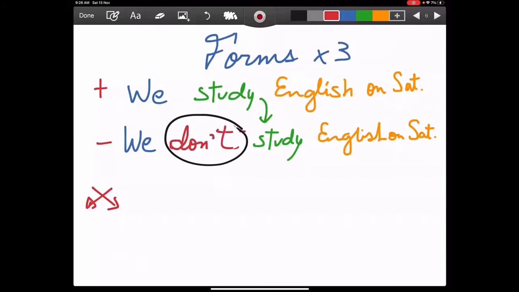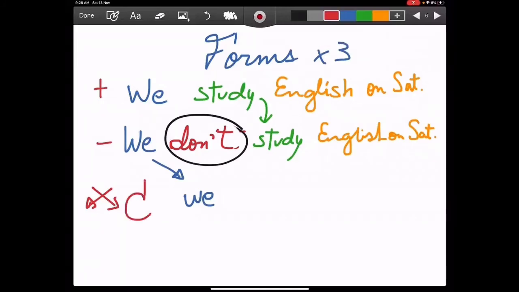We can use it together in a contraction form, and that is don't. We don't study English on Saturday. Talking about the question form or the switching, we change places. Now the subject we is not in first place. It will go to the second place.